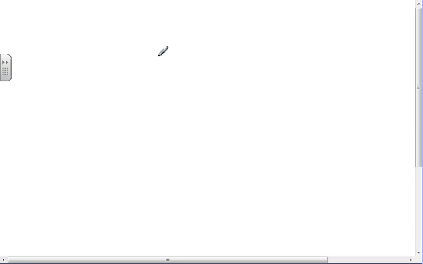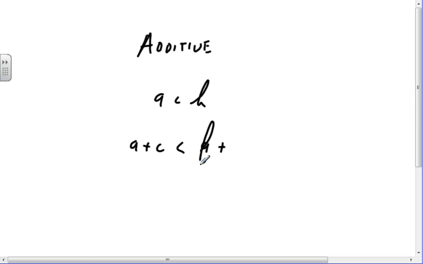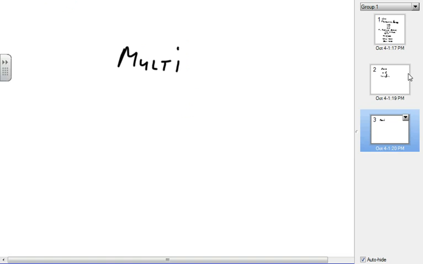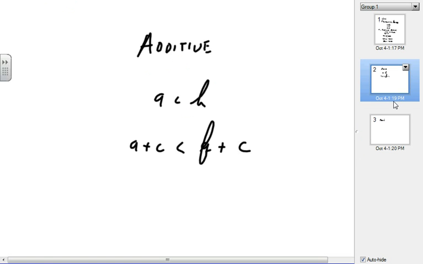All right, so now we have an additive property. If A is less than B, then A plus C has to be less than B plus C. That's another rule, so that's an additive property. And if we're going to add, we can multiply. So there's a multiply property.